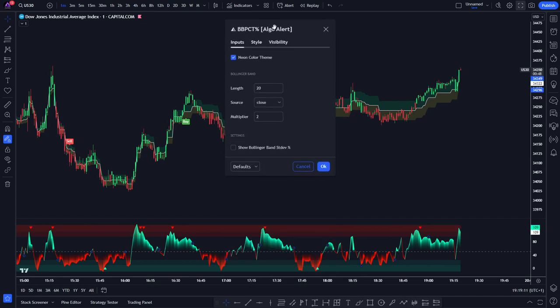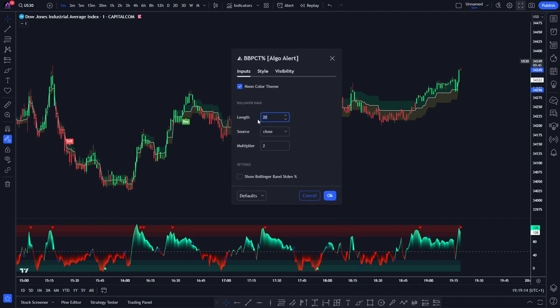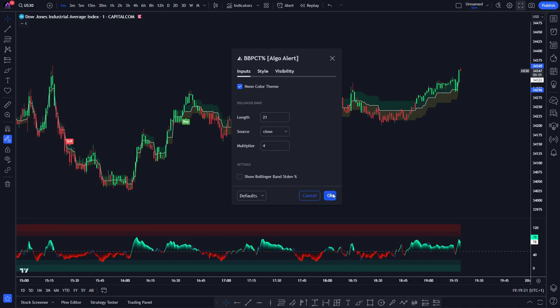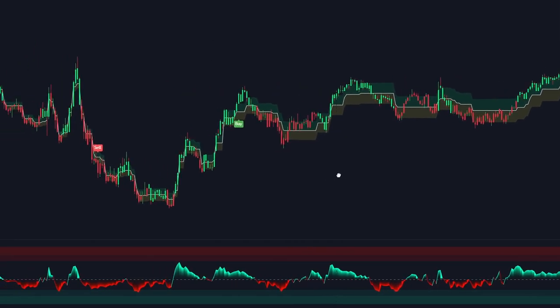Head over to the input section and alter the length setting from 20 to 21. Then you also need to adjust the multiplier from 2 to 4. With these settings in place, our setup is now ready.